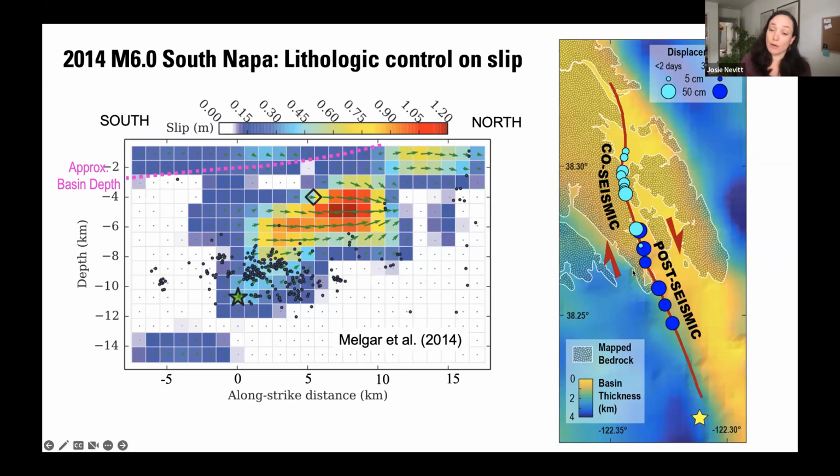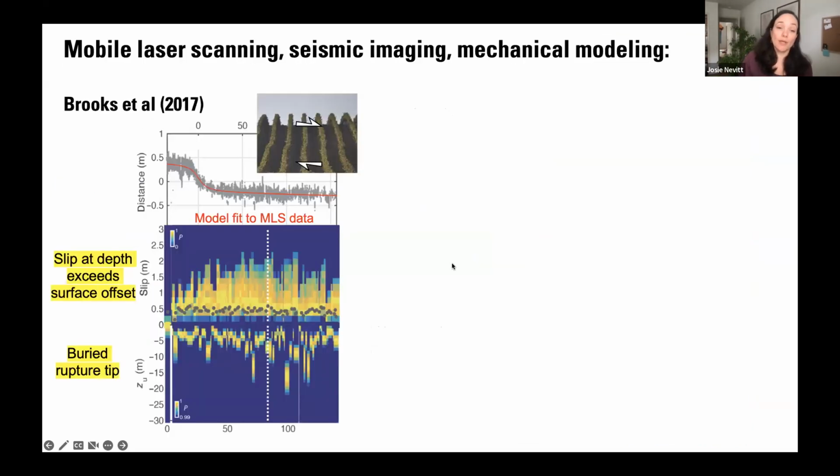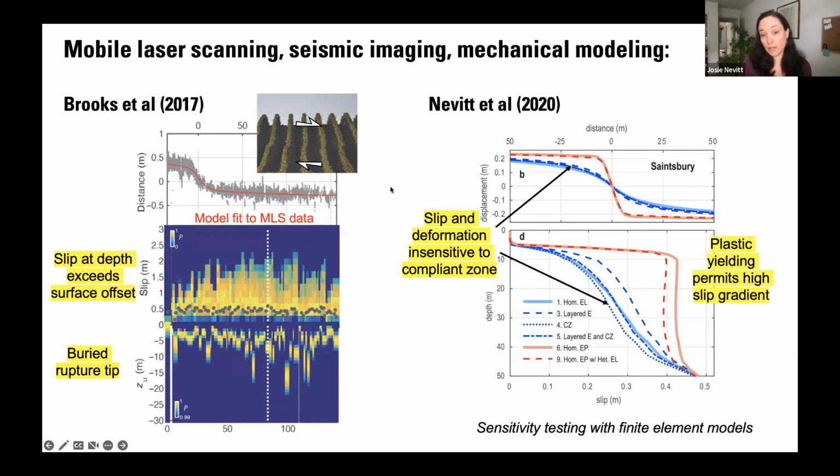And so we're studying, or we have been studying, the deformation signals both within the co- and post-seismic portions of the rupture. To very briefly summarize our previous work, we used mobile laser scanning of the deformed grapevine rows, along with elastic modeling to infer a very shallowly buried rupture tip, and that slip at depth exceeded that which would be observed at the surface. And this was true both co- and post-seismically. We built on this study using active source seismic imaging and elastoplastic finite element modeling.